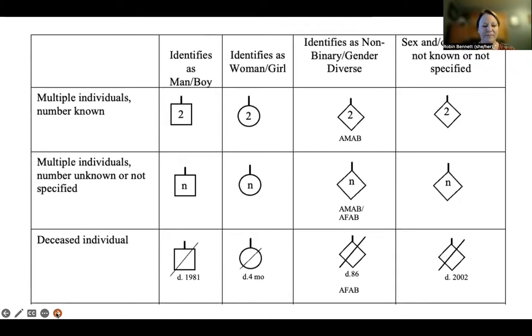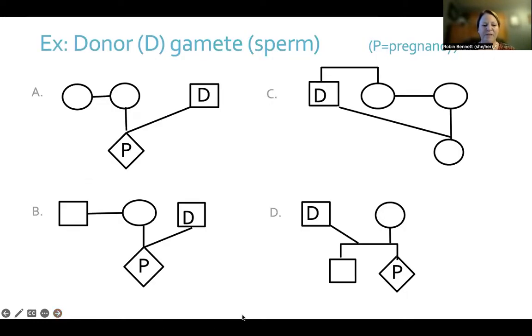All right, next. So this gets a little bit more complicated. So P stands for pregnancy. So a P inside the symbol stands for pregnancy. So figure A, the D stands for donor. So here you have 2 women where one of the women is carrying the pregnancy, and the couple has used a donor sperm to conceive that pregnancy. So this would be what we normally consider as assisted reproduction with donor sperm.